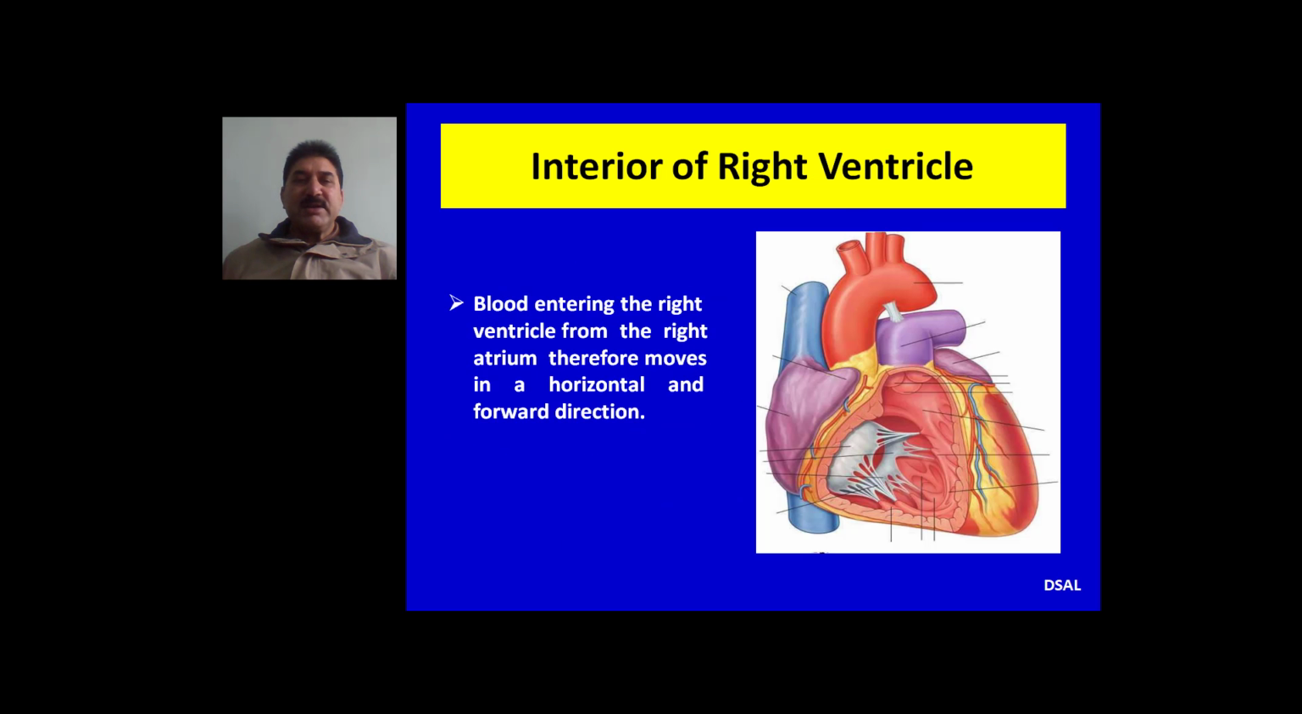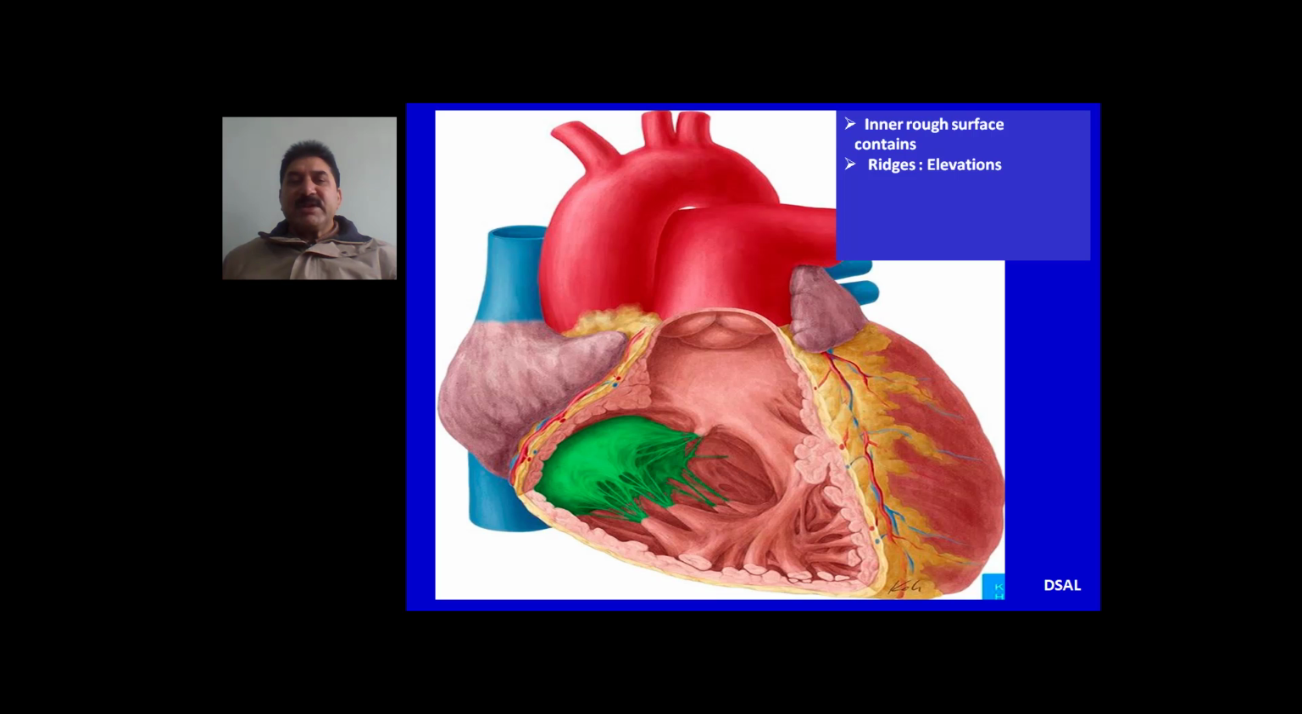Interior of the right ventricle. The inner rough surface of the right ventricle contains ridges, bridges, and papillary muscles. Ridges are elevations. Bridges are elevations fixed on two sides and free in the middle. An example of a bridge is the moderator band. Papillary muscles are conical in shape, with the base fixed to the ventricular wall and the apex attached to chordae tendineae.